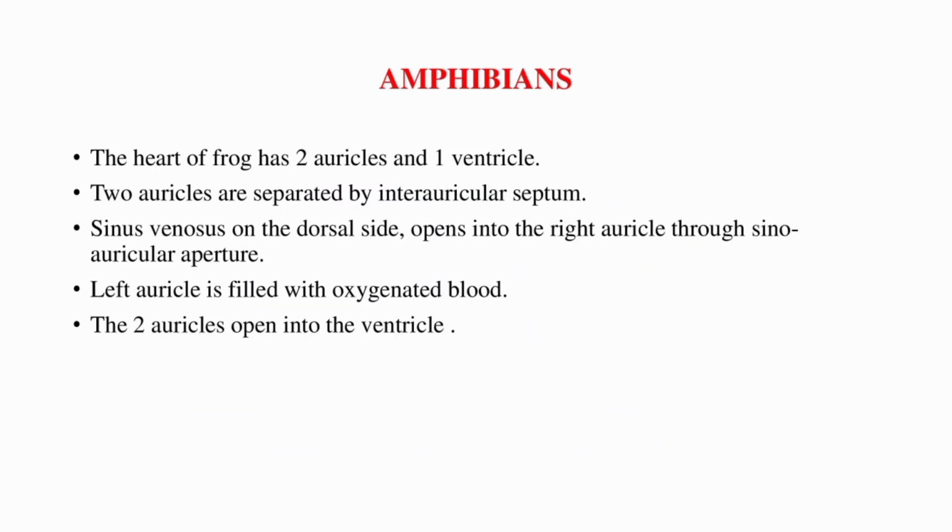Amphibian's heart. The heart of frog has two auricles and one ventricle. Two auricles are separated by interauricular septum. Sinus venosus on the dorsal side opens into the right auricle through sinoauricular aperture. Left auricle is filled with oxygenated blood. The two auricles open into the ventricle.